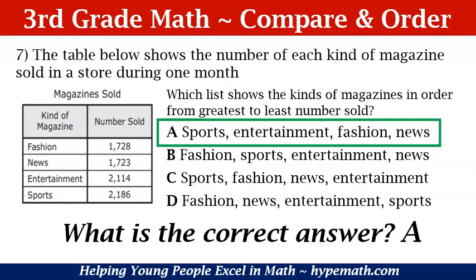In the beginning, when we were looking at our numbers and comparing them, we said that we weren't going to pay attention to fashion and news because both of those had a 1 in the thousands place. Then we just focused on sports and entertainment because they had a 2 in the thousands place. So it's sports, entertainment, fashion, and news. And that is how the magazines should be listed from greatest to least. Wonderful, wonderful, wonderful. Let's move to question number 8.